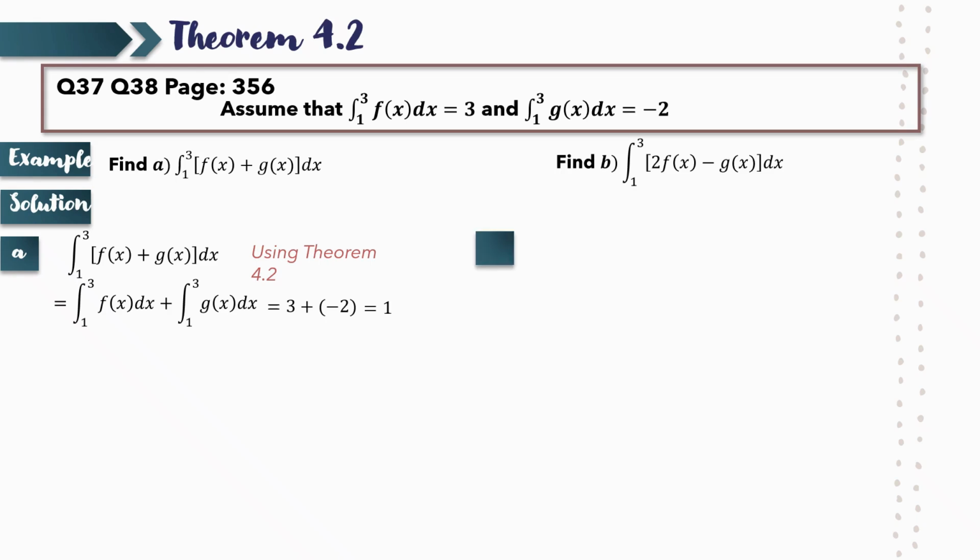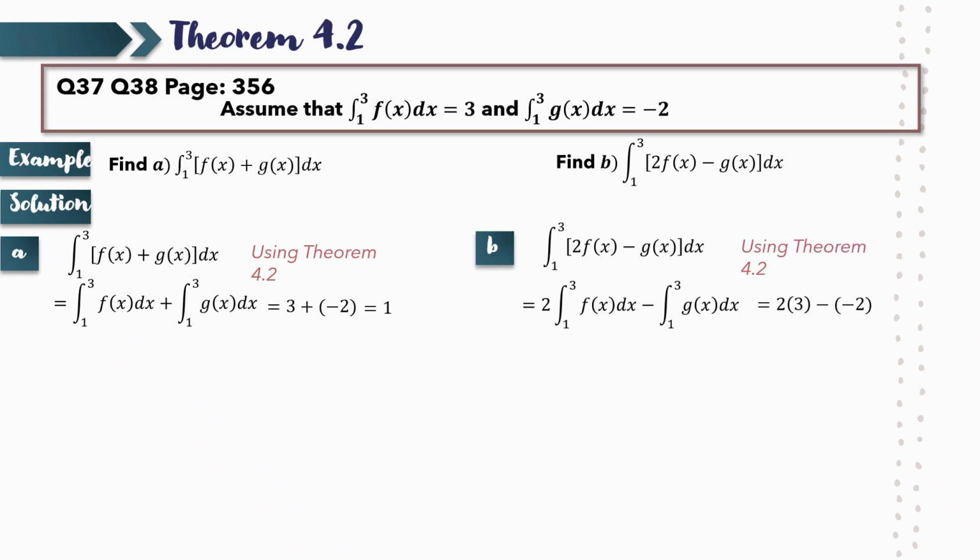What about the next? 2 is common, so we can take it outside the integral. So it is 2 times the integral from 1 to 3 of f of x dx. Now you can substitute the given value and your answer will be perfect, 8.